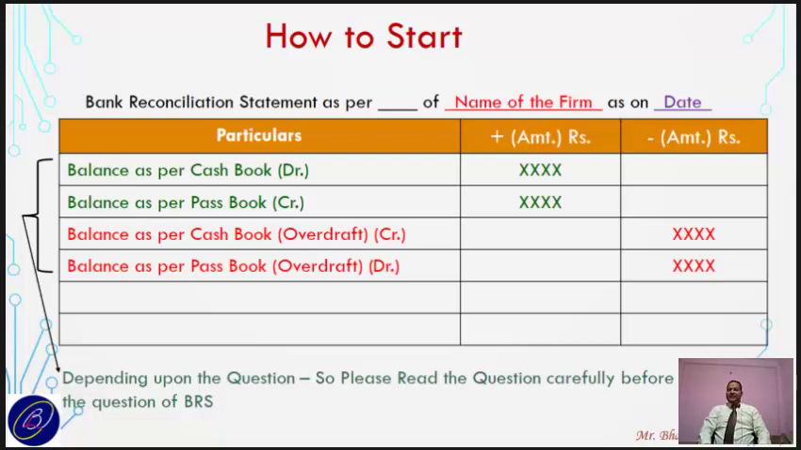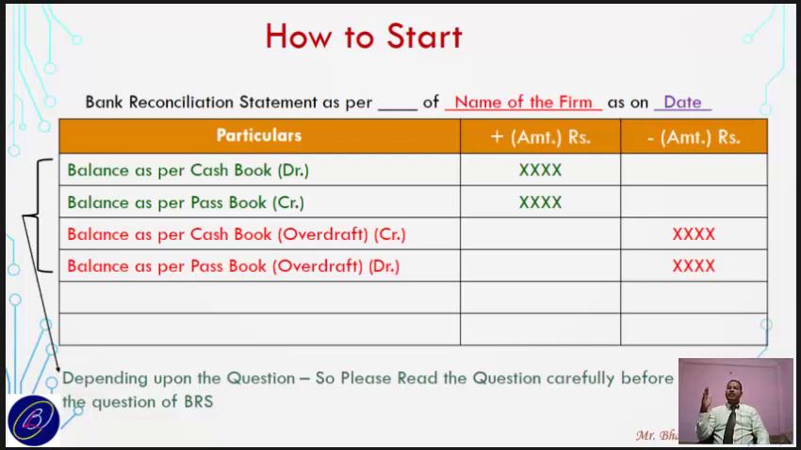This is the format that I have given. In different books, different kinds of formats are also there, such as the amount format. Instead of the plus and minus amount columns, there can be a single amount format. My format is simple. First of all, you have to mention bank reconciliation statement as per, and the blank is there. So you have to put whether you are preparing the bank reconciliation statement as per cash book. If you are preparing as per cash book, then write cash book. If you are preparing as per passbook, then write passbook.